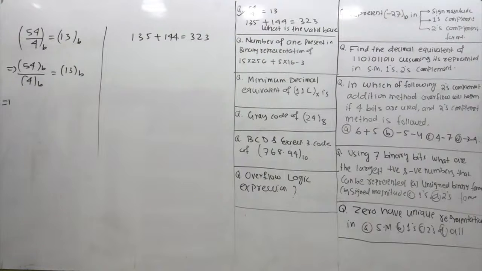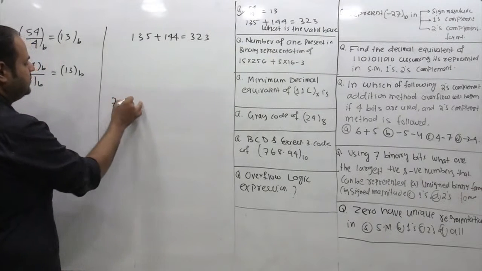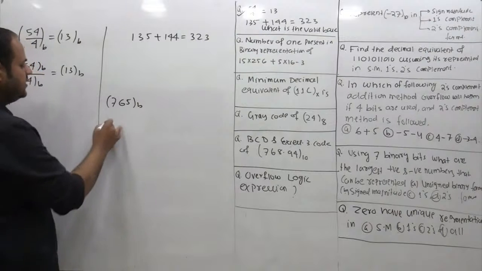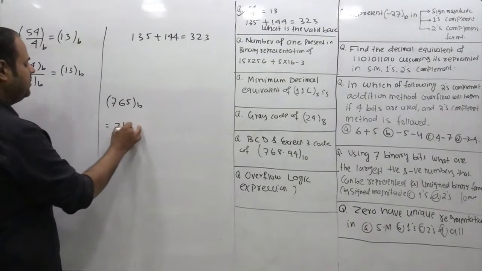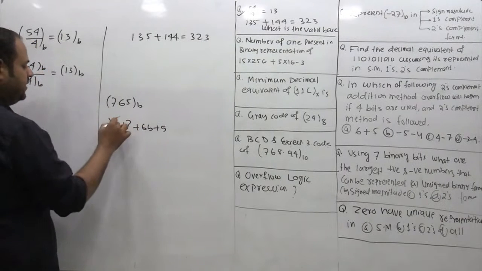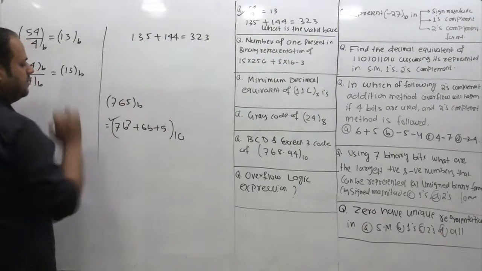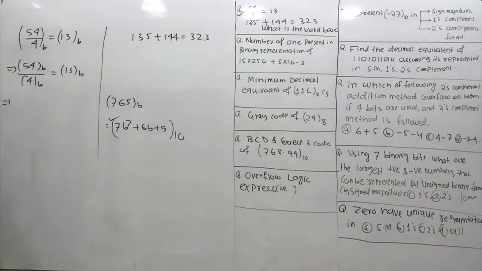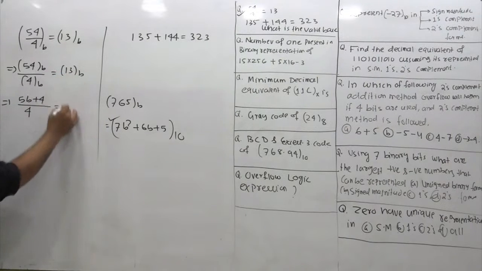So how do we convert a number into its equivalent base 10? We just expand it as a polynomial with respect to B. For example, if I have a number 765 in base B, what is the decimal equivalent? It is given by 7b square plus 6b plus 5 into b power 0, which is the base 10 equivalent of this number. Using this logic, if I expand this, I get 5b plus 4, and if I expand this, I get only 4, and if I expand this, I get 1 into b plus 3 into b power 0, that is 3.